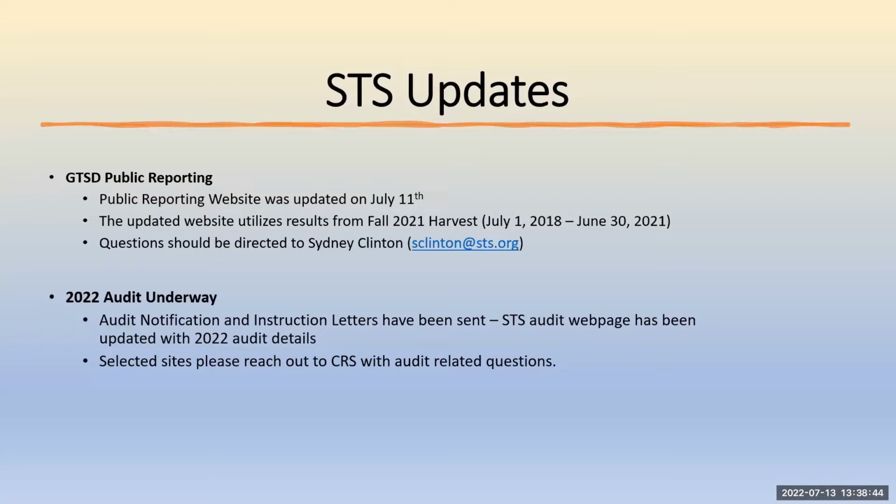Additional STS updates in the communication that was sent along with the Spring 22 report release announcement. We did update you all in regards to public reporting. The GTSD public reporting website was updated on July 11th. The website, again, does utilize those results from the fall 2021 harvest, and that data goes from July 1, 2018 up through June 30th of 2021.